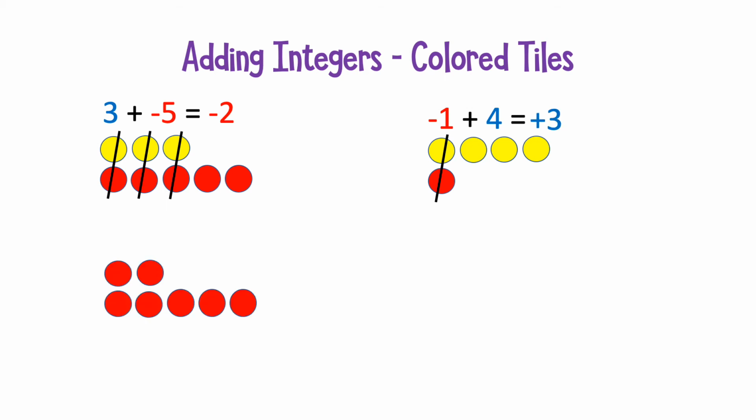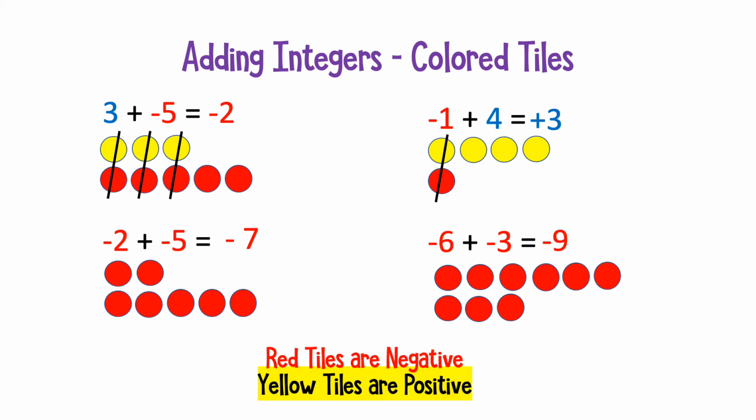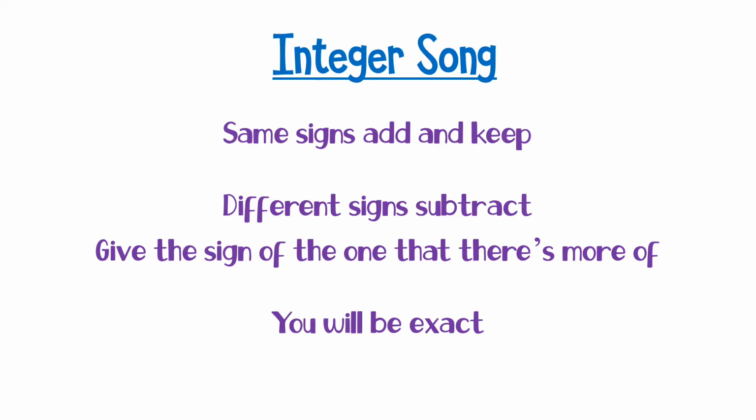In this example, we see 2 negatives plus 5 negatives. That gives us a total of 7 negatives. In this example, we have 6 negatives and 3 negatives. So 6 negatives plus 3 negatives is 9 negatives. The red tiles are negative and the yellow tiles are positive.